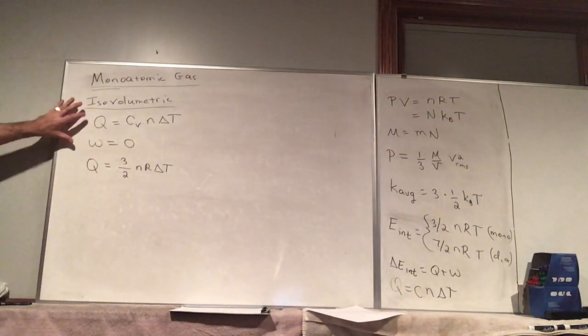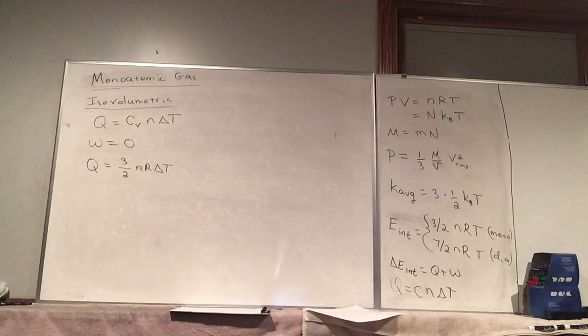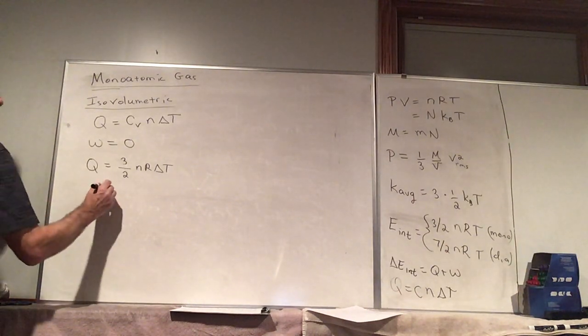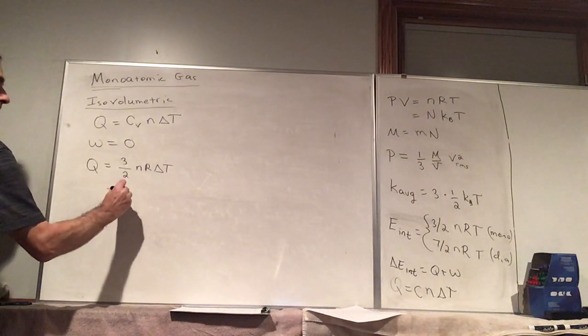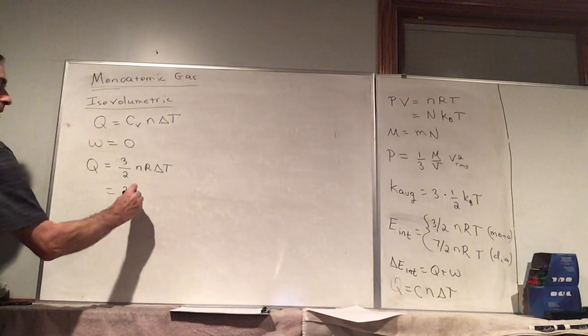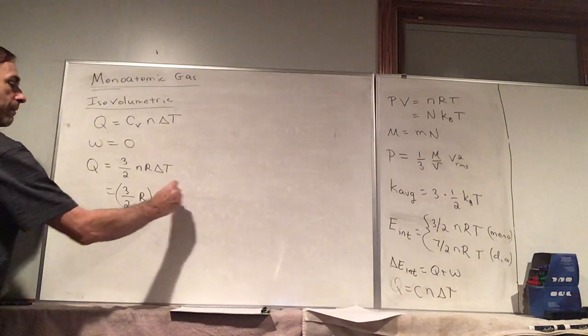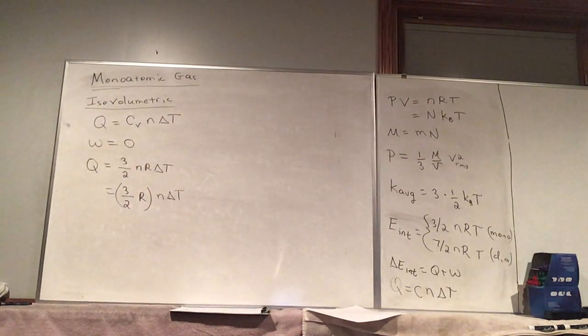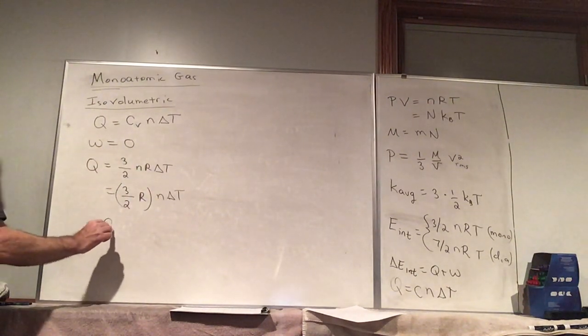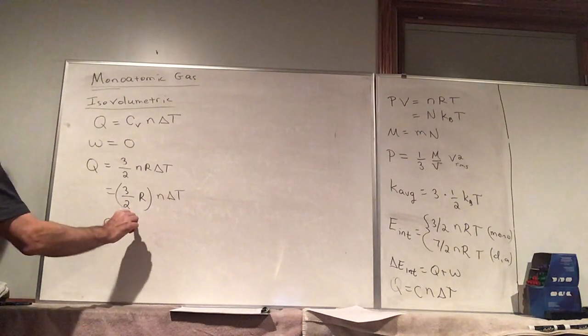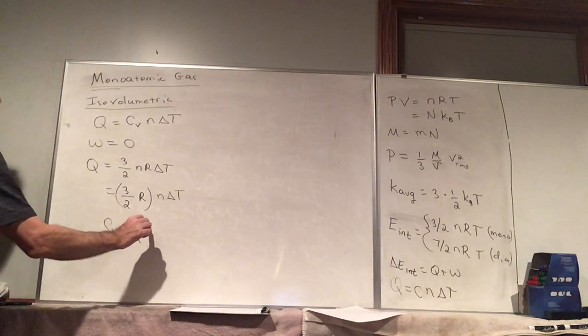Now, remember from our definition, let's compare this to it. I'm just going to rewrite this: 3/2 R times n delta T. And just from comparison, we can see that CV is equal to 3/2 R.